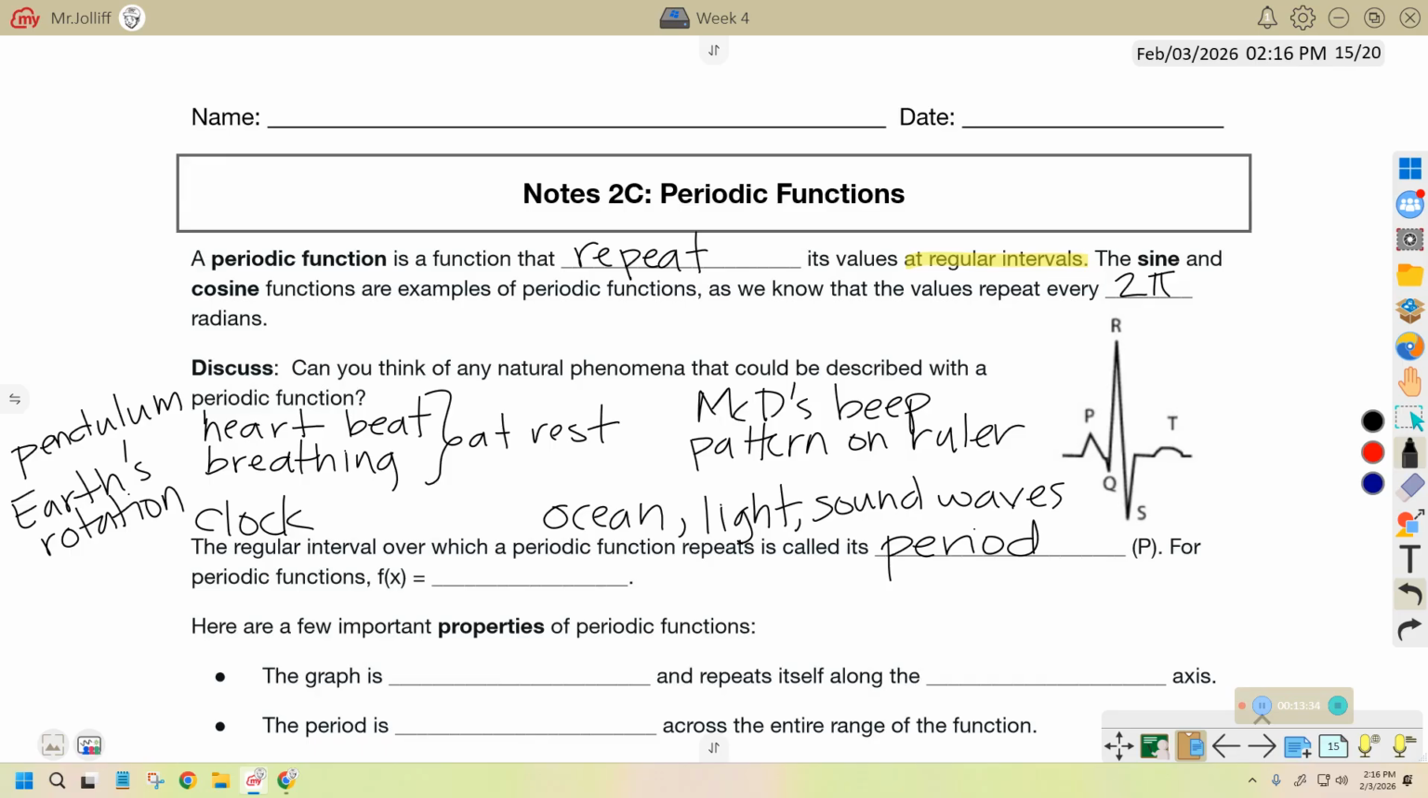Good. Another way to write that is f of x is equal to f of x plus or minus n times p, where p is the period. n is a whole number. It is a useful, complicated expression.